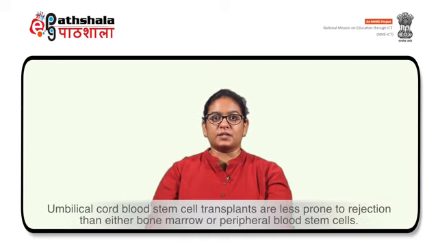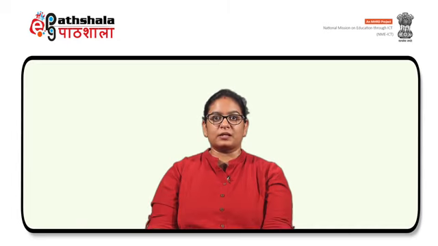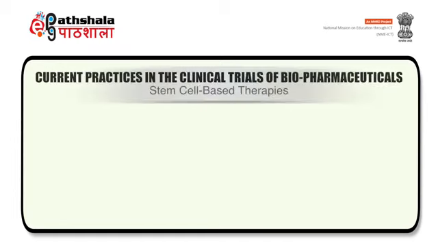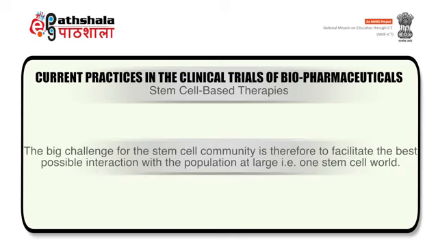Umbilical cord blood stem cell transplants are less prone to rejection than the other bone marrow or peripheral blood stem cells. The best known stem cell therapy to date is the bone marrow transplant, which is used to treat leukemia and other types of cancers as well as various blood related disorders. Stem cell based therapies: the big challenge for the stem cell community is therefore to facilitate the best possible interaction with the population at large, that is, one stem cell world.